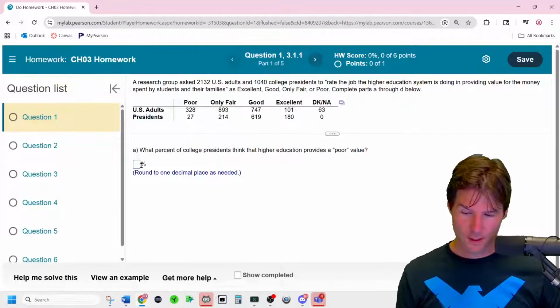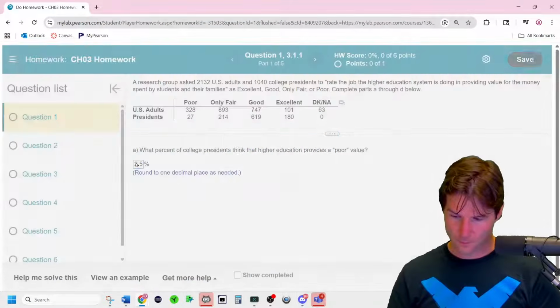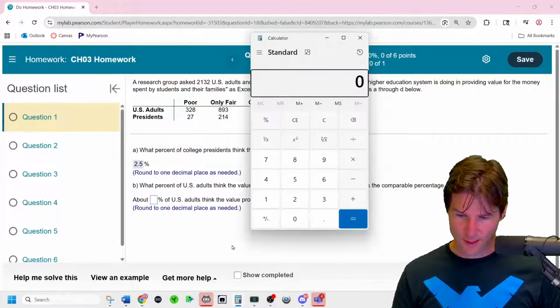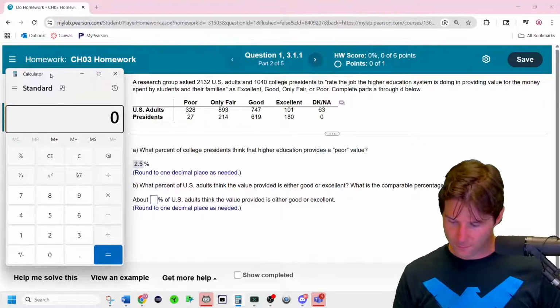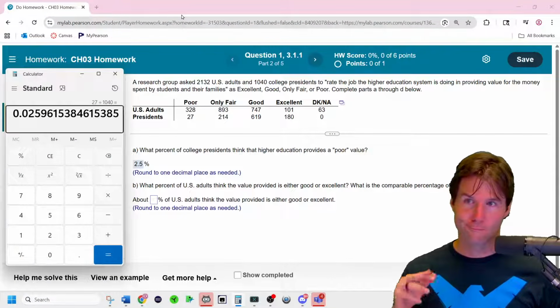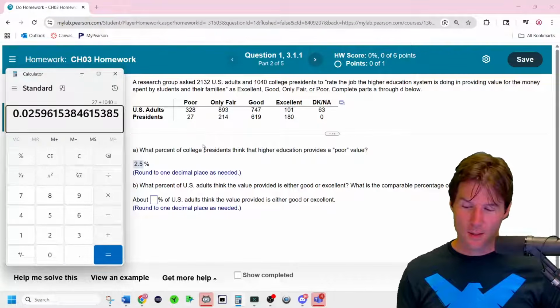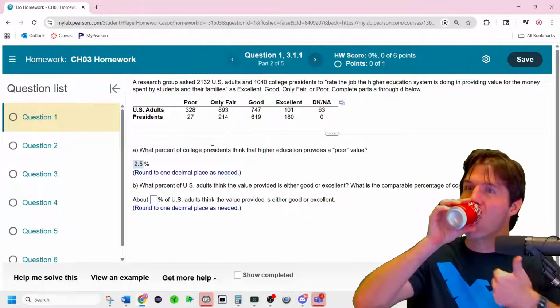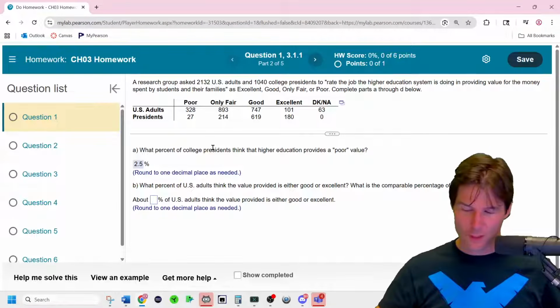So it's going to be about 2.5. Let's try that. Nice work. Okay. So the work is 27 divided by 1040. There we go. 2.6. I was wrong. Close enough. And with this, it was basically divided by 1,000, which moved the decimals around. Here we go. The next one.